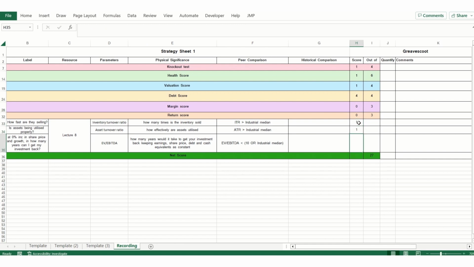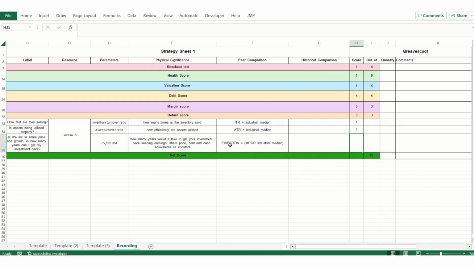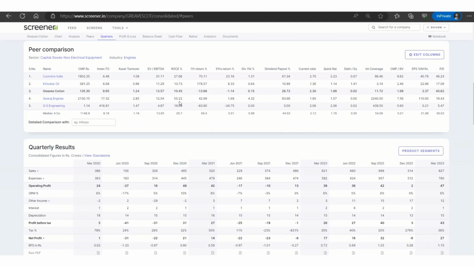Okay. Now the last is your EV by EBITDA. We'll be discussing this more in the valuation models in the upcoming lectures. But yeah, this is in how many years you would get your money back at 0% increments in a lot of parameters like growth and share price. So it will take 13 years for your investment. And the criteria here is it should be less than 10 or the industrial median, and it is almost equal to the industrial median. Okay, so we would still label it as 1.